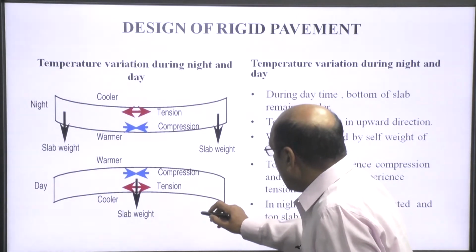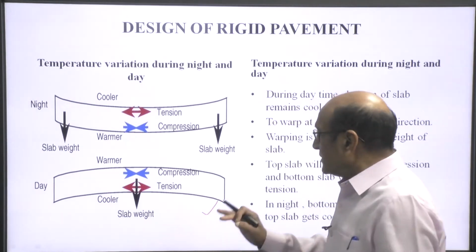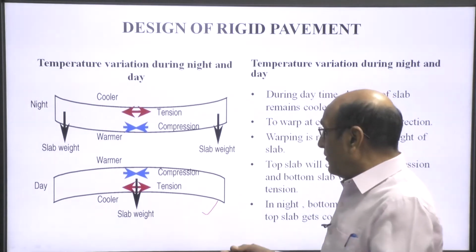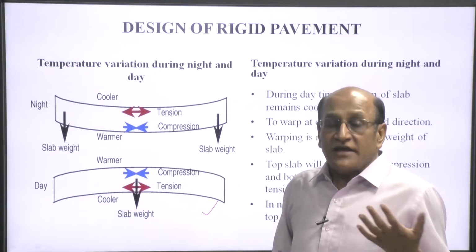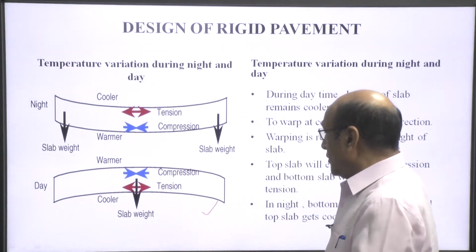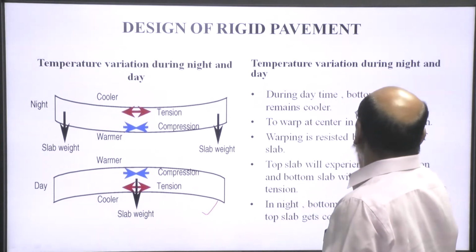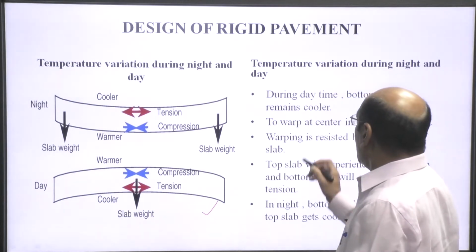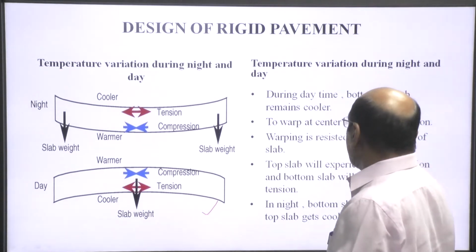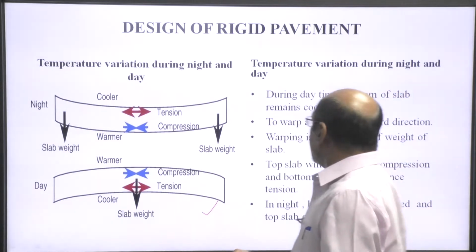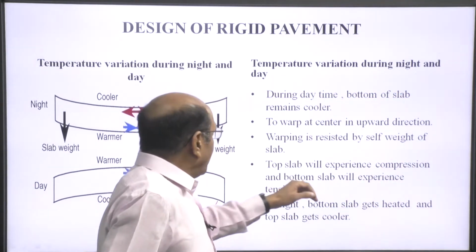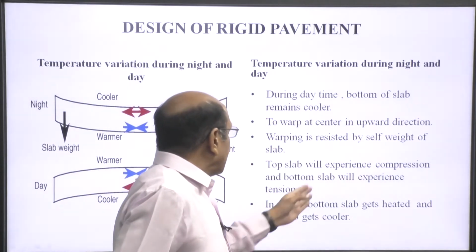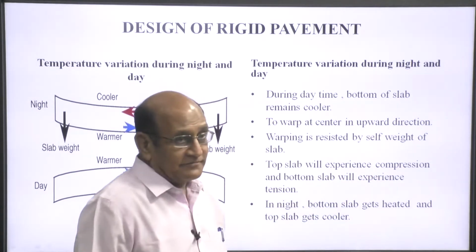So, this is daytime. Here the bottom of the slab will experience cool and top will experience heat, meaning more temperature. So, during daytime the bottom of the slab remains cooler. The slab tends to warp at the center in the upward direction, and warping is resisted by the self weight of the slab. Top slab will experience compression and the bottom slab will experience tension.